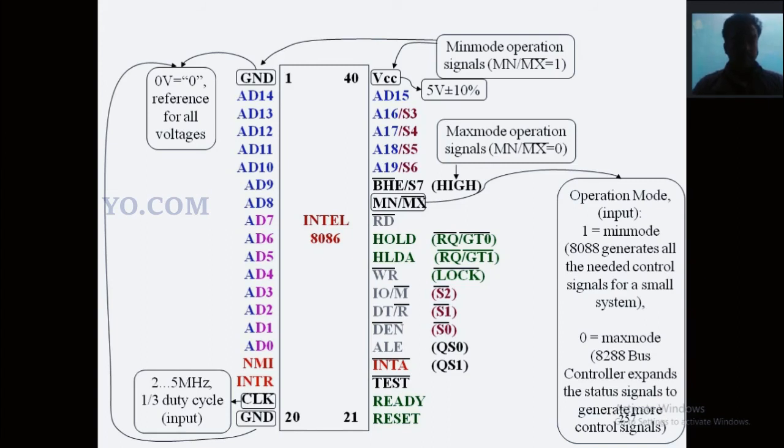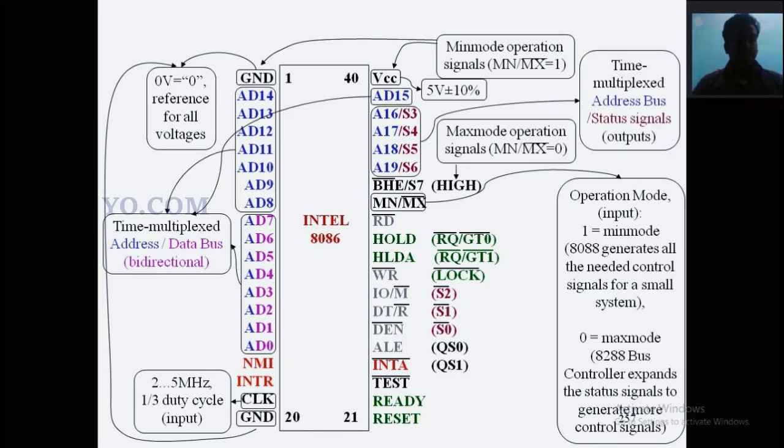Then the clock signal is 2.5 megahertz, 33% duty cycle. Then multiplexed address and data, bidirectional. Okay, address and data bidirectional. Then the multibus data and status bus. Okay, that is the remaining thing.